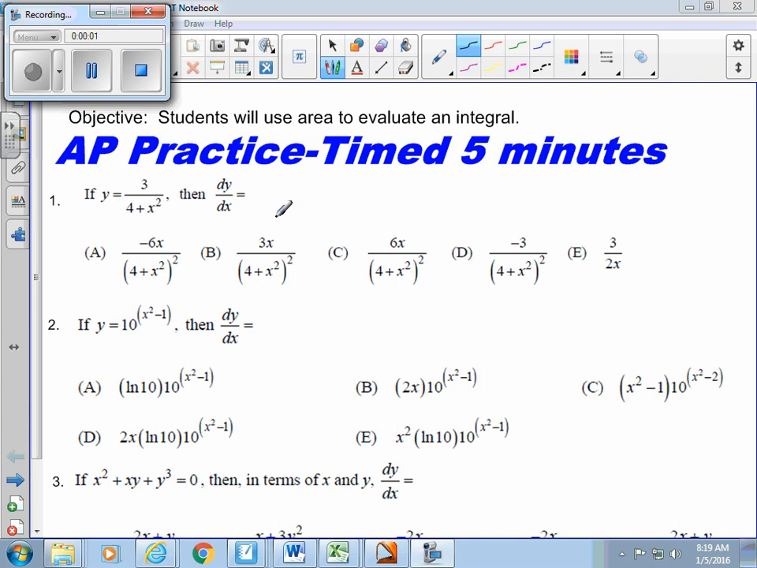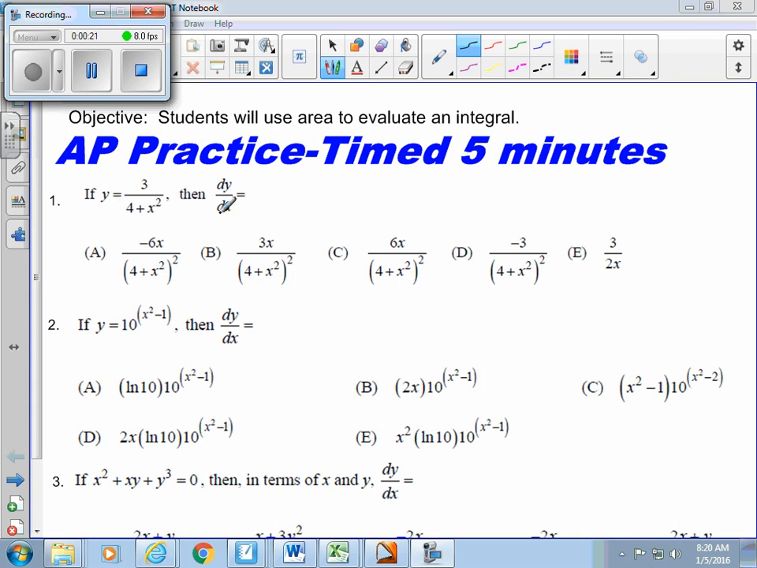Two ways to work. Number one, you could use a quotient rule, or you could rewrite it and use a product chain rule. Well, actually just a chain rule, because you could call this 3 times 4 plus x squared all to the negative first power. Either way, it's totally up to you.